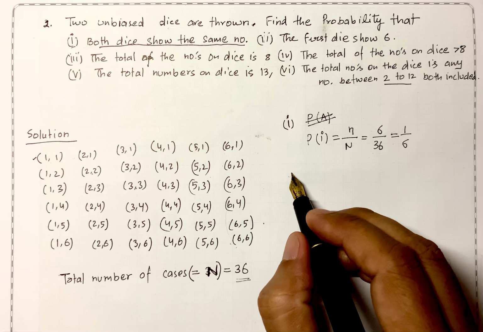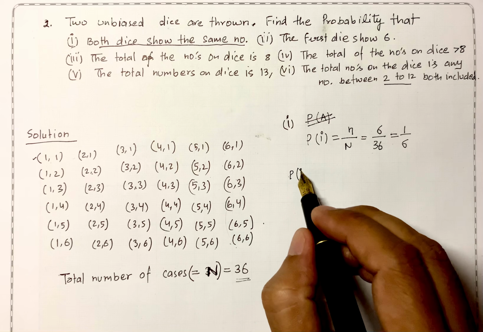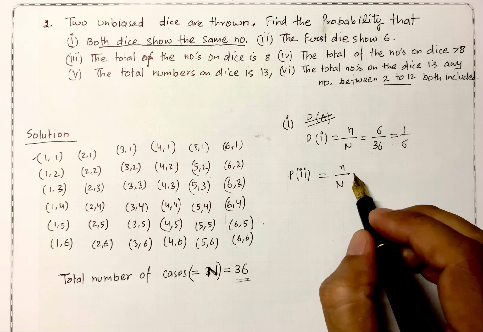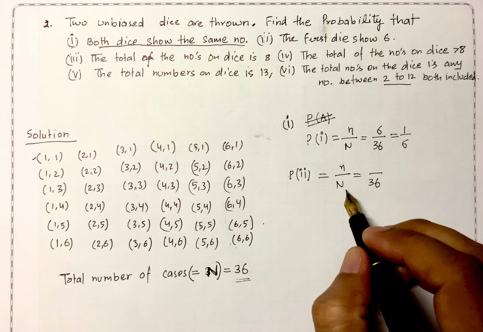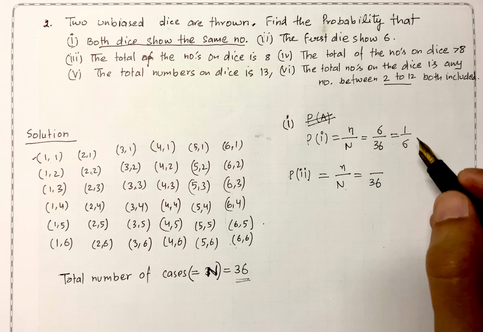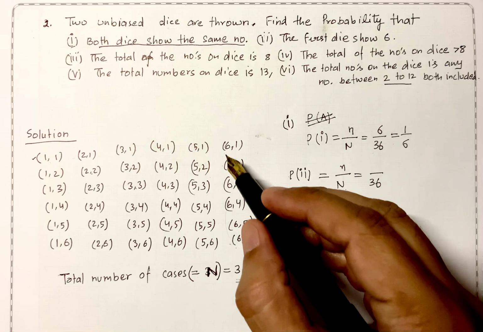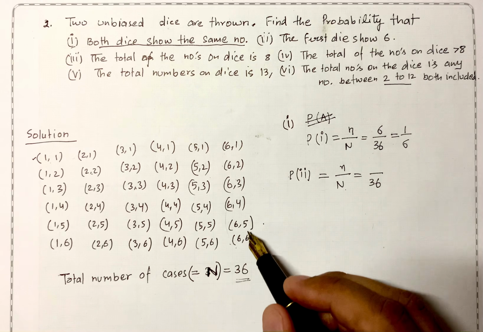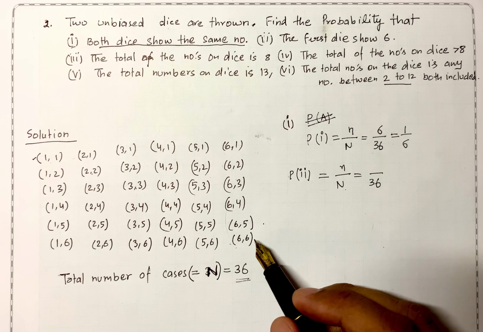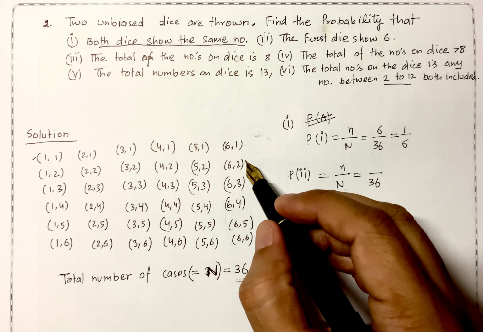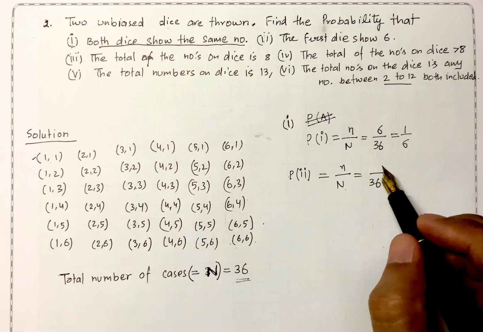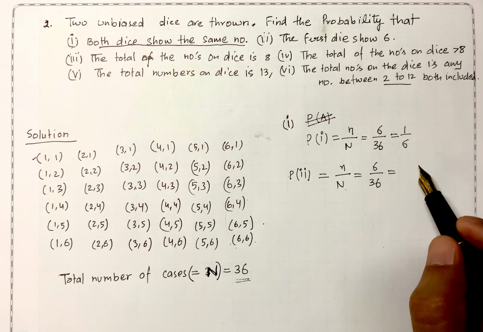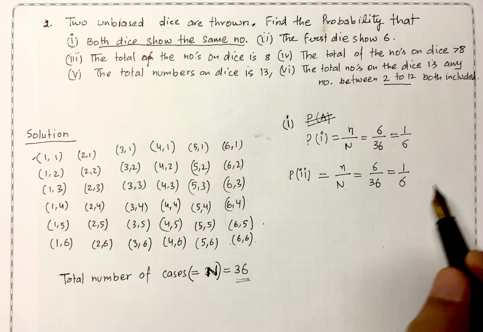Let's see the second part. Probability of second to happen is again n by N. This time of course small n will change, the number of favorable cases. Capital N is 36. The first die shows a 6. So these are the cases where the first die is showing 6. It doesn't matter what comes in the second place. So again how many are there in total? 6 possibilities: 1 2 3 4 5 6. So small n again becomes 6. It is 6 by 36, and the second part is also 1 by 6 is the probability of this to happen.